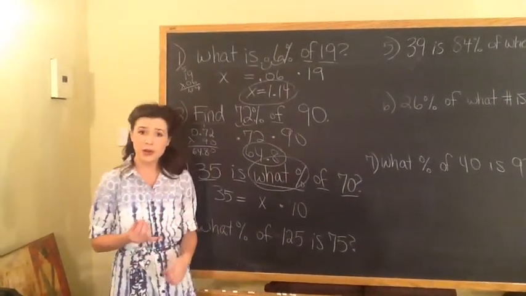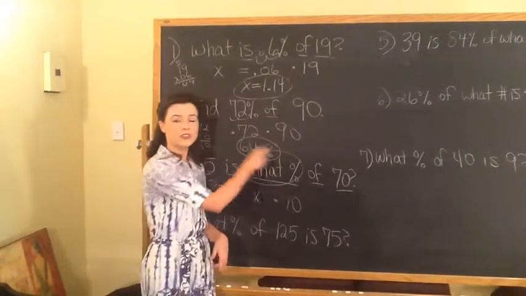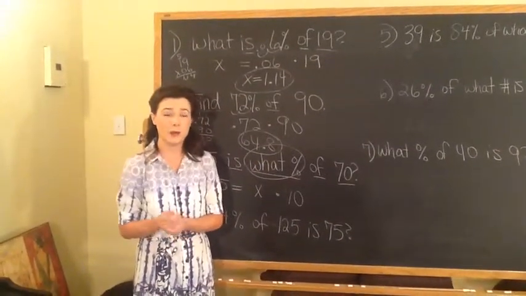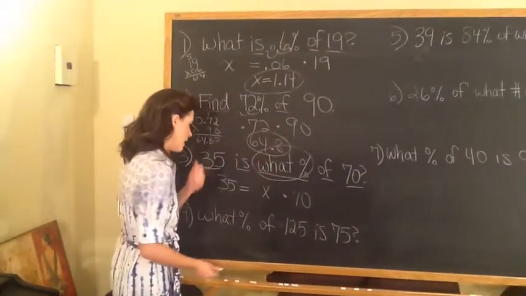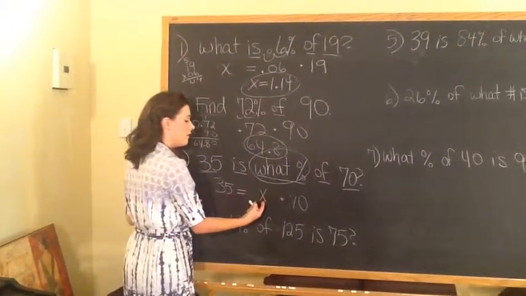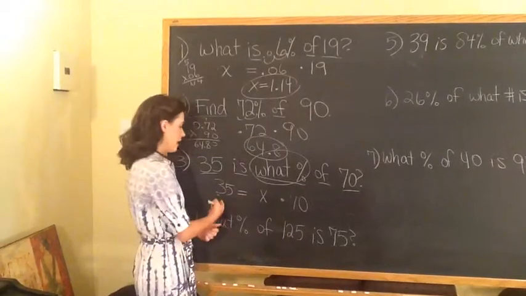If you have to make a note out to the side, if you have to highlight it, if you have to circle it, something to remind yourself that once you get your answer, you're not done. You have to go one more step, okay? So let's go ahead and solve for this. You have x times 70, and then you have equals 35.